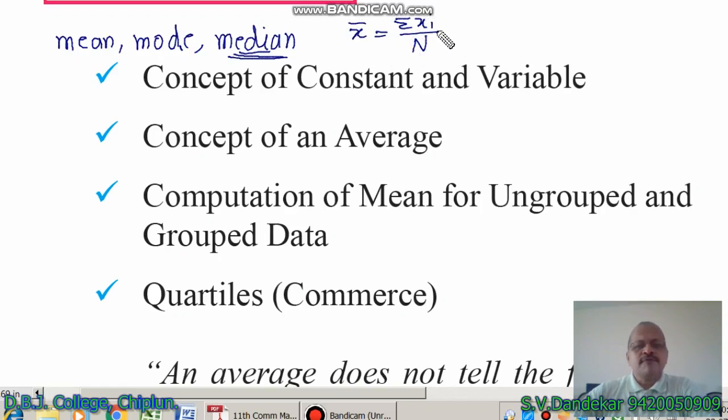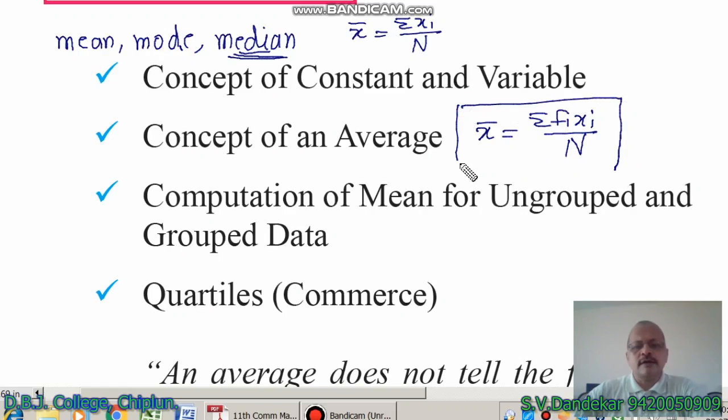And if frequency distribution is given, grouped or ungrouped, for both the cases the mean can be calculated. X bar is equal to summation fi into xi upon n. This formula you have studied in your 10th standard. We need this formula in our further study.